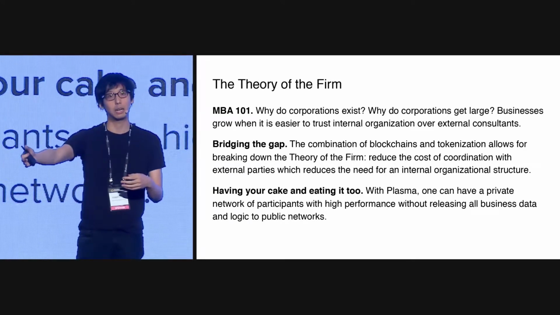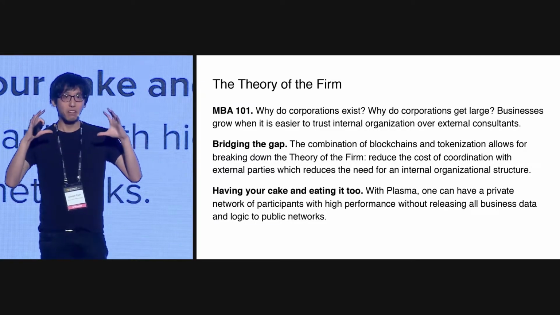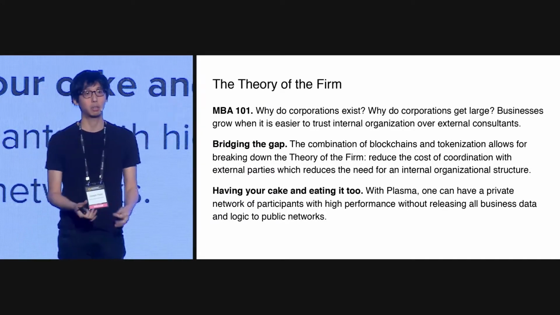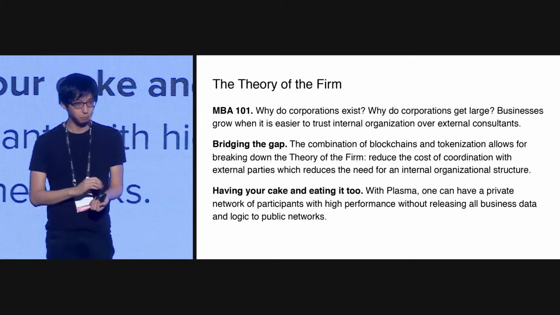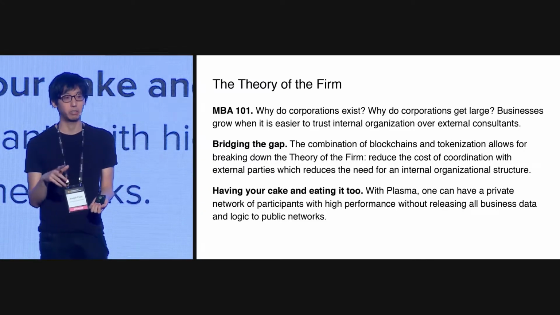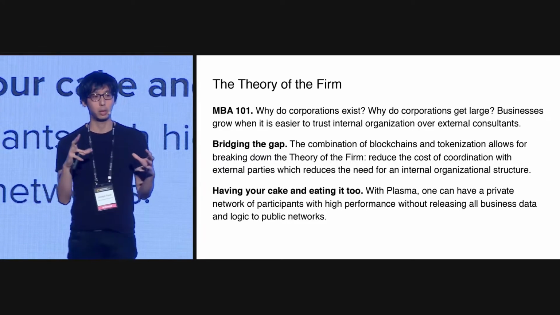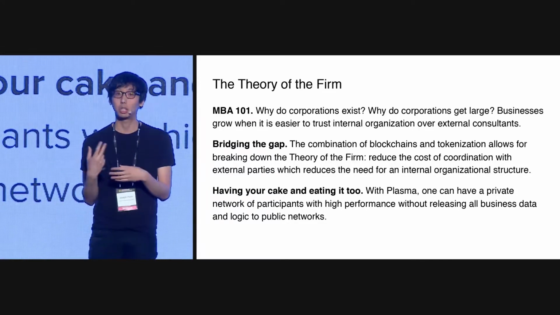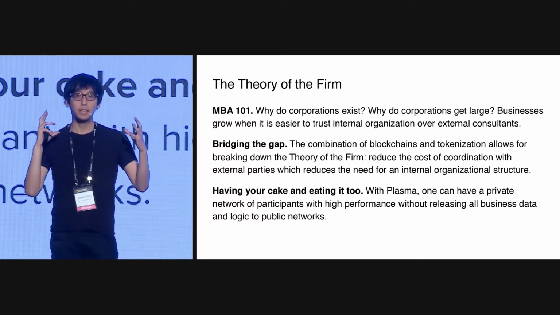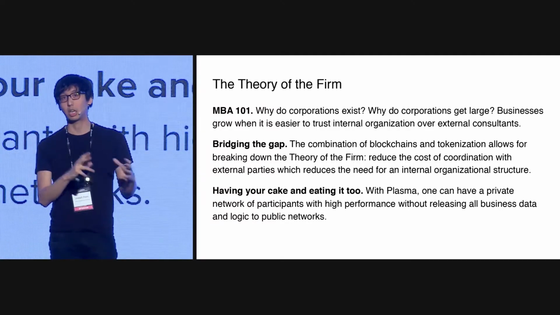Why not just have someone else outside do your work for you? Why not just pay them? It's so much easier, right? But you do it fundamentally due to trust problems. You don't trust outside actors. There's a lot of underwriting costs, transaction costs, et cetera, as a consequence. The combination of blockchain and tokenization allows for breaking down this theory of the firm, or recontextualizing it, which severely reduces the cost of coordination with external parties, which therefore reduces the need for an internal organization structure. Basically, the notion of a corporation or conglomerate can be changed in a very, very significant way as a consequence of the blockchain.